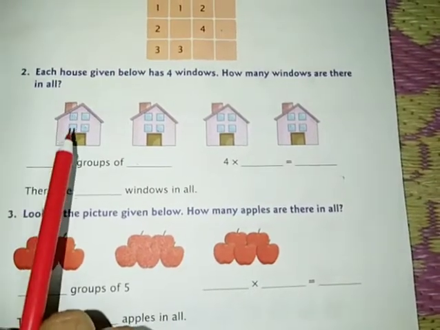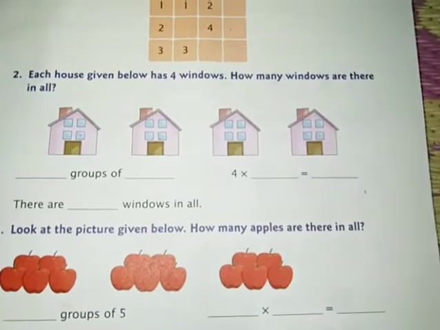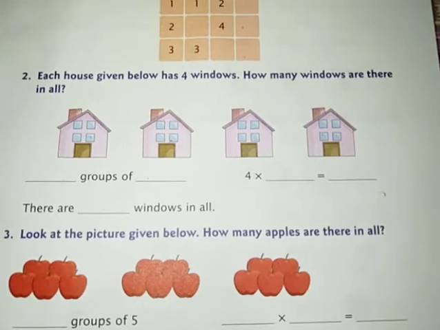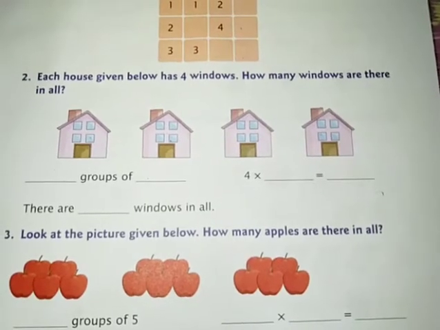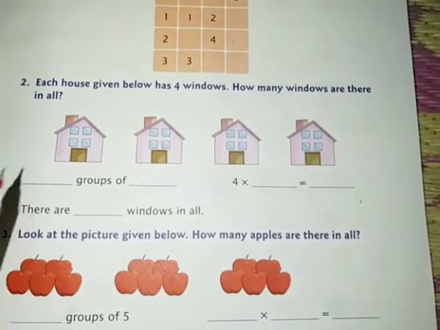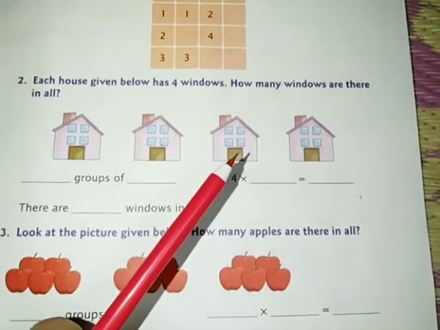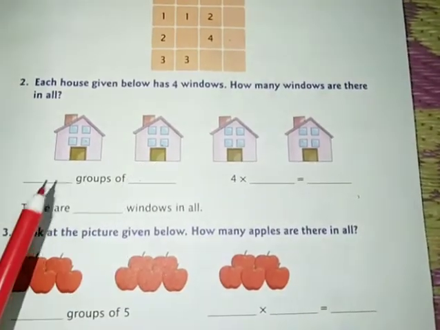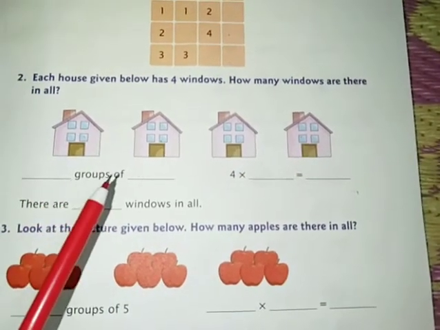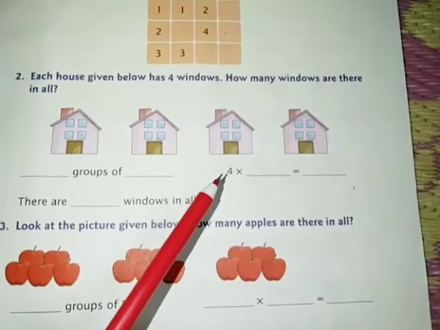You can count the number of windows, 1, 2, 3, 4, 5, 6, 7, 8, like this also you can count, but as you have learned multiplication now and you have understood that multiplication is easier than repeated addition, I know you will not like to count but you will like to multiply. First you have to write the multiplication sentence. You have to write how many groups of windows there are, and in each group how many windows. So 1, 2, 3 and 4, there are 4 groups, and in each group there are 4 windows. So it is 4 groups of 4, that is 4 into 4.